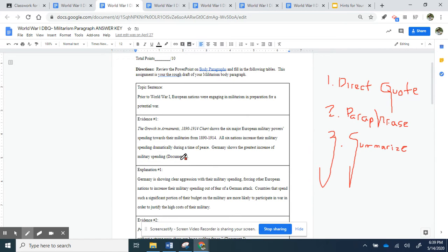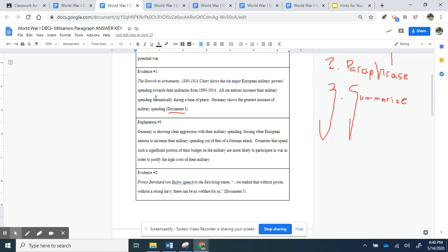Once you're done introducing the evidence, you close it. Remember, we called this closing it: parentheses, document I, or whatever document you've used from the document analysis. After you do evidence, you explain the evidence. You explain why that evidence helped cause World War I.